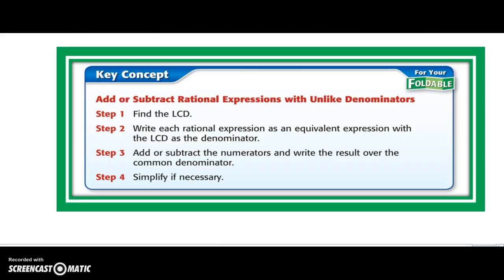Alright, so before we tackle actually using our least common multiple to add rational expressions, let's run through our steps that we have here. Step number 1, you need to find the least common denominator, which is the least common multiple. Write a rational expression as an equivalent expression using that same LCD, and then add or subtract the numerators and write the results over the common denominator, and then always simplify fractions. And so if you can, simplify. So let's look at the next page.